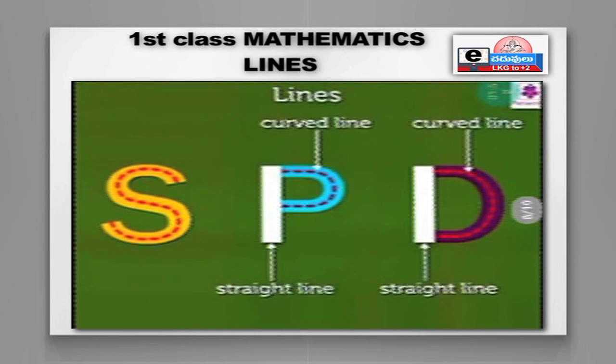See, S has a complete curved line. Yes or no? Yes. But P has one straight line and one curved line. Next, does D have a complete straight line? No, it also has a curved line. But S has only a curved line. Like this, in our alphabets also we write with curved lines or straight lines. If it is T, we can write it with a vertical line and a horizontal line. Yes or no? You can try.